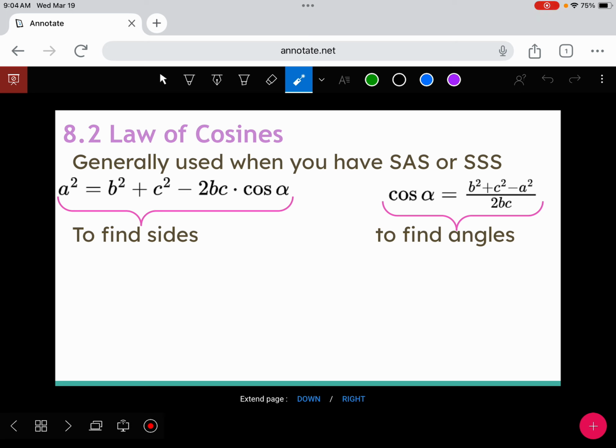So it's just going to be a matter of which way we set this up. If we're looking to figure out a side, we need to know the other 2 sides, and then the angle of the side we're looking for. So if we're looking to figure out side A, we need to know angle alpha. It doesn't matter which specific side we're looking for; we have to know the angle of that side. And if I'm trying to find the angle using law of cosines, I need to know all 3 side lengths, all of them.